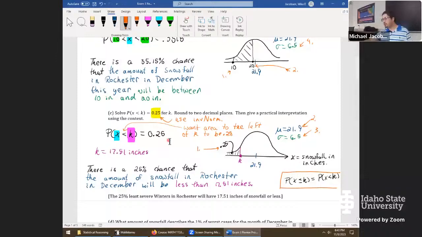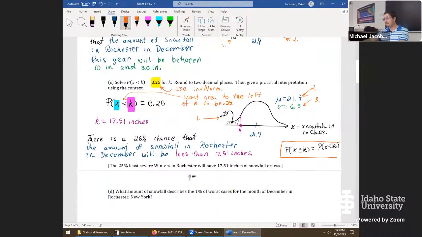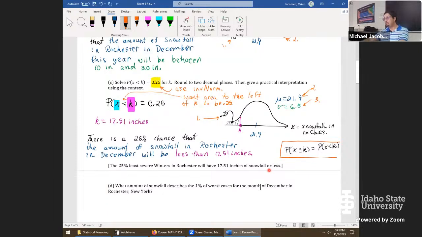Okay, so in this problem, we know that 25% less severe winters, and then part D is asking, well, what is the 1% of worst cases for the month of December in Rochester, New York? Now, for people who like snow, this is not a great question on a real exam. Worst was intended to mean more snowfall. Some people might be happy about that, but we're thinking of that as being bad when we said it in this problem. If this was a real exam question, I would have to specify a little bit more.